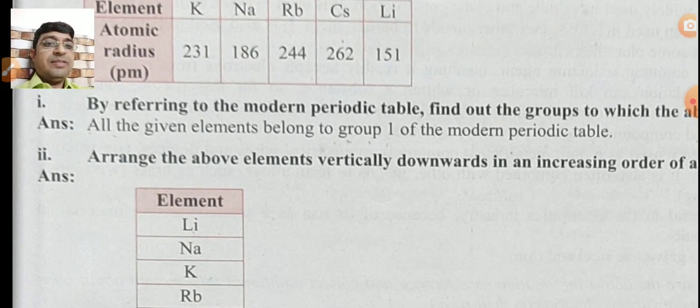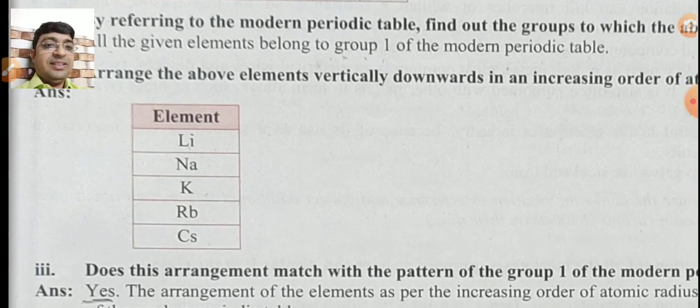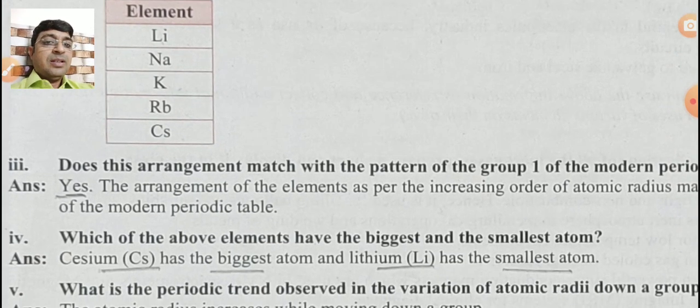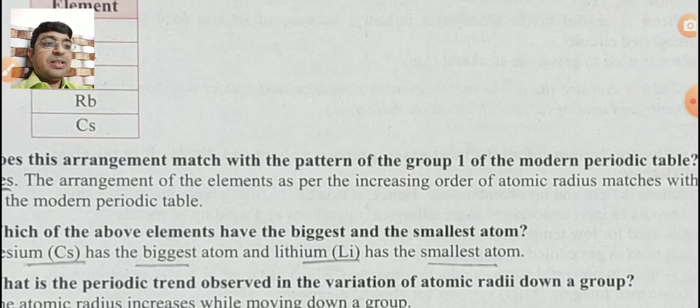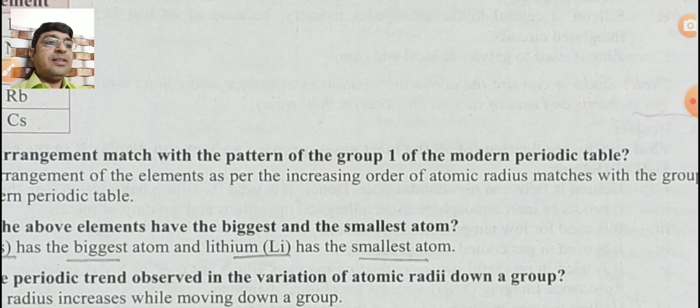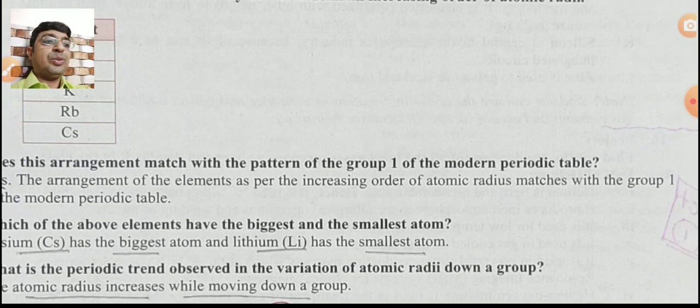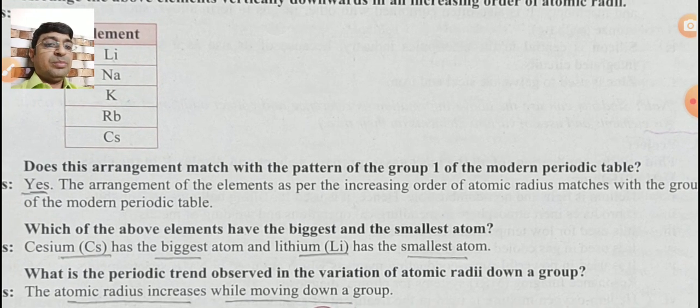First answer is what is given. All given elements belong to group 1 of the modern periodic table. What is the order given? Lithium, sodium, potassium, rubidium and cesium. Third one, yes, that arrangement of elements as per the increasing order of atomic radius matches with group 1 of the modern periodic table.